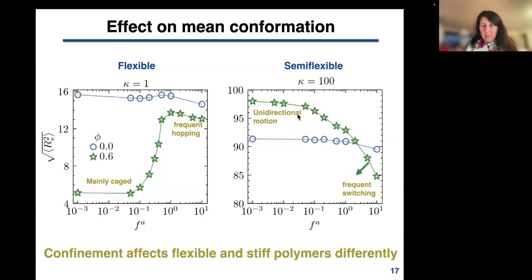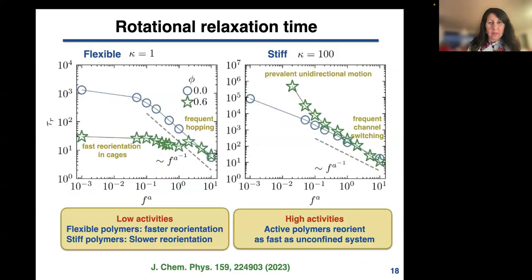Likewise, for semi-flexible polymers, if you have a low active force, they get more elongated conformations, because they do this unidirectional movement in the channels. So you get not much, but about 10% bigger conformations. But if you increase the activity, you can even make them more flexible than in free space, and then you get an even smaller mean end-to-end distance.